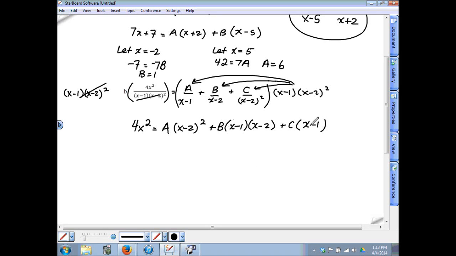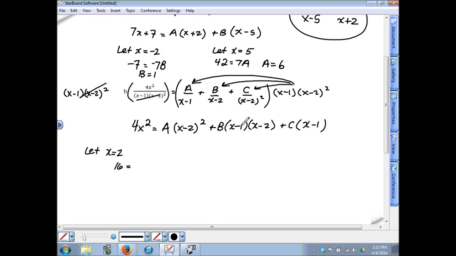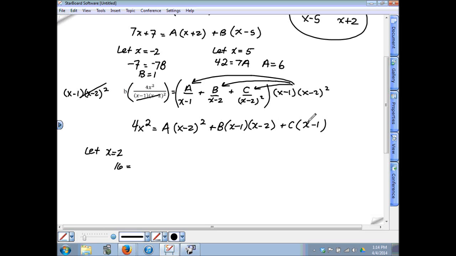Now we do a similar thing that we did on part A. We have to choose some convenient values of x that would make some of these terms disappear. First one that comes to my mind right now is let x equal 2. Just taking a look at this value right here, 2 minus 2 would be 0, so this term would disappear in that case. So if x equals 2, then right here, 2 squared is 4 times 4 is 16. The A piece of this equation would disappear. And so would the B part, because here if x is 2, 2 minus 2 is 0. 0 times the rest of these values will still be 0, so the B disappears. And over here, 2 minus 1 is 1. 1 times C is C. So right off the bat, we get that C is equal to 16.